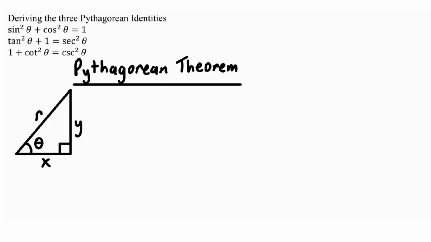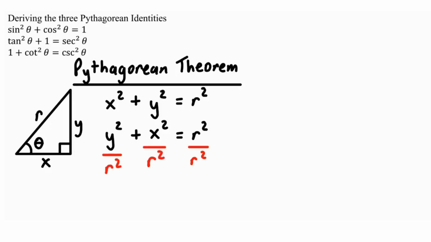Then, by the Pythagorean theorem, we have x squared plus y squared equals r squared. Now let's use the commutative property of addition to swap the x squared and y squared to get y squared plus x squared equals r squared. Then let's divide both sides by r squared. We know that r squared over r squared is 1. But what is y squared over r squared?